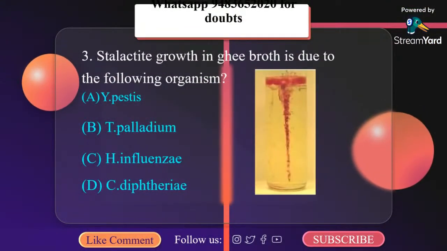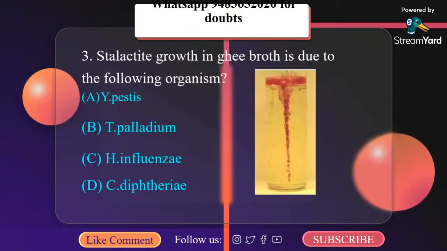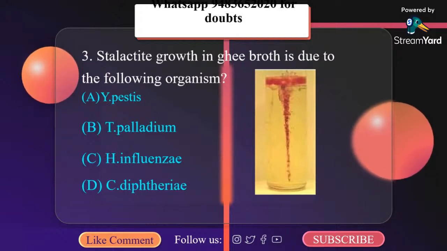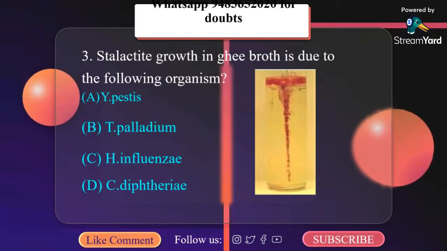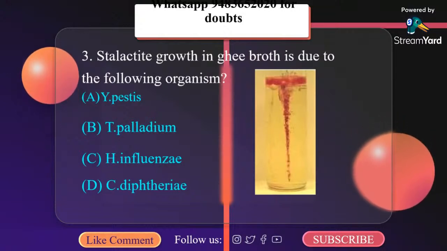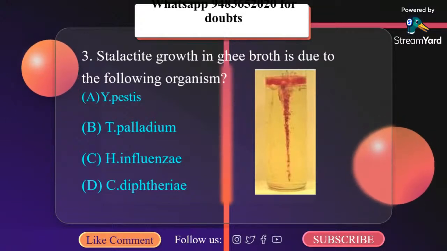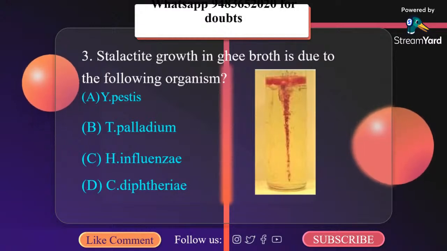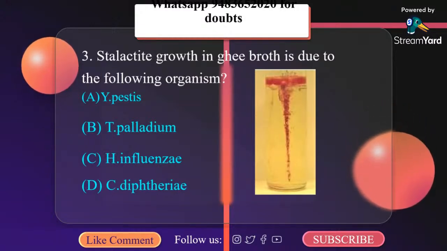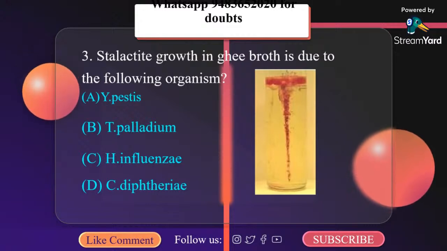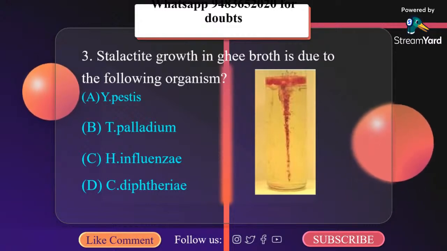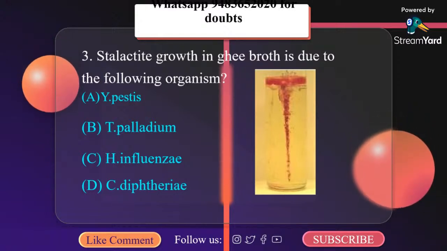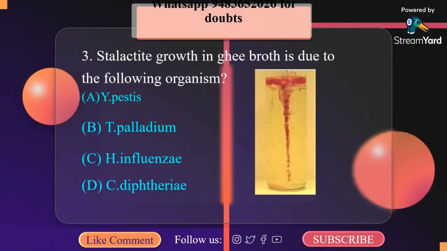Stalactite growth in ghee broth is due to the following organisms: A. Yersinia pestis, B. Treponema pallidum, C. Haemophilus influenzae, D. Corynebacterium diphtheriae. The cultural characteristic of Yersinia pestis when it is grown in a flask of broth with oil or ghee floating on the top, a characteristic growth occurs which hangs down into the broth from the surface, resembling a stalactite. On nutrient agar, the colonies are small, delicate, transparent discs becoming opaque on continued incubation. On blood agar, colonies are dark brown due to absorption of hemin pigment. On MacConkey agar, colorless colonies are formed. So the correct answer here is A.